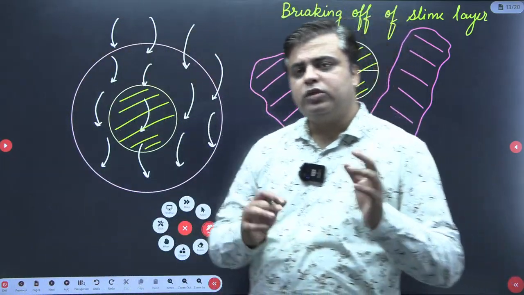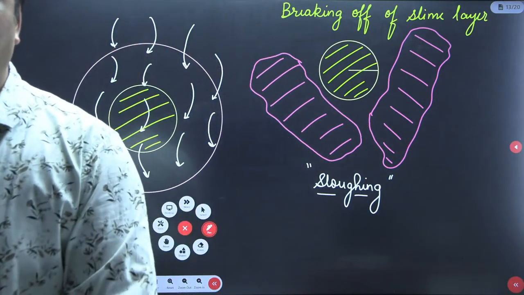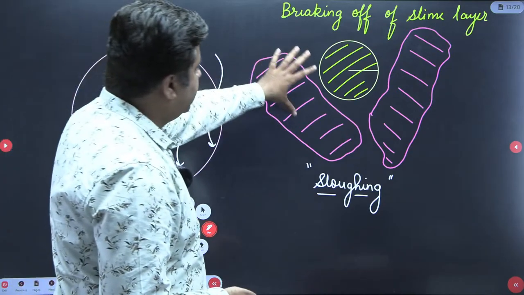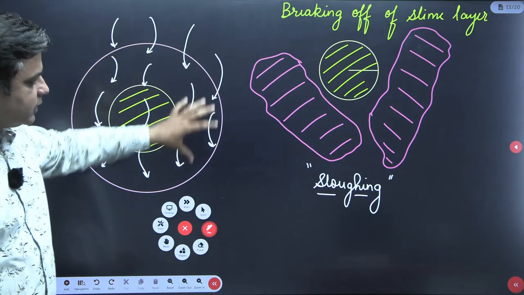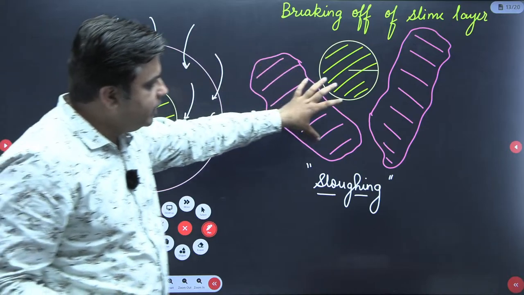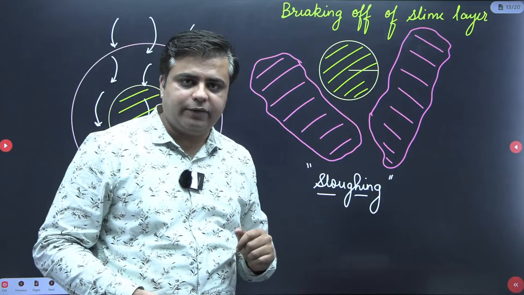Okay, so this is the basic mechanism of how things go for the trickling filter, right? So sloughing will happen due to the turbulence caused by this trickling water over the slime layer. The more the turbulence caused, the more the sloughing, the more the rate of removal from the trickling filter.